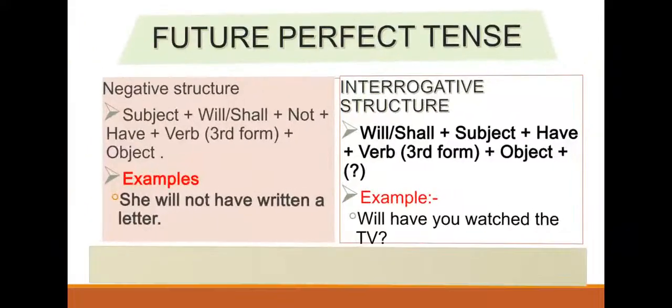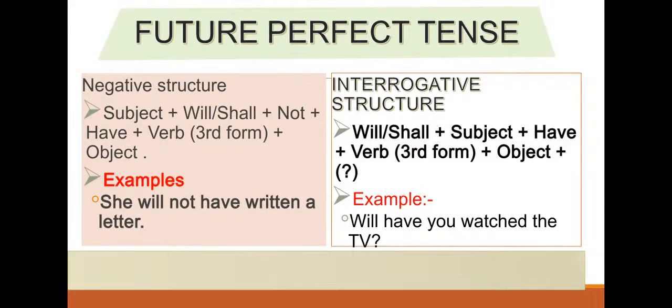Let's move on and talk about the negative structure, that is subject plus will shall plus not and have plus third form of the verb plus object. Let's take some examples. She will not have written a letter. In future, something like that.